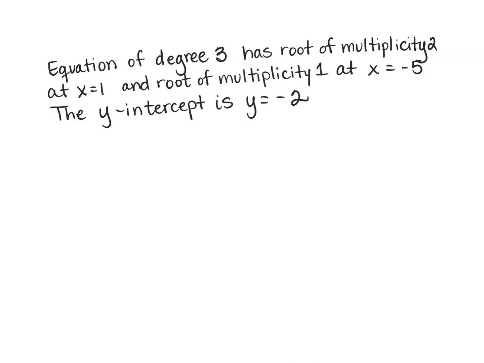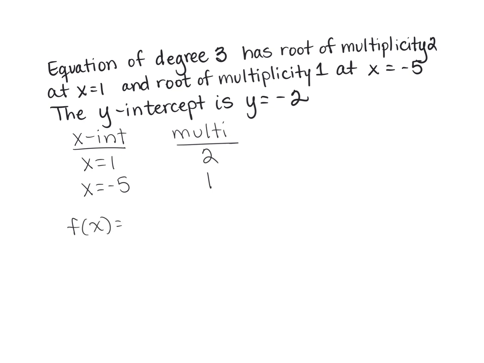This one's smaller. You have a degree of 3. So if you get good at these, you don't have to do the columns. I'm just going to continue to do them for those that may need to see the steps, and that's perfectly fine. If you need to show that every time, please do so. So I have root of multiplicity 2 at x equals 1, and root of multiplicity 1 at x equals -5. So at this point, I have f of x is equal to, so when I move my 1 over, I have x minus 1 quantity squared, and when I move my -5 over, I have x plus 5.